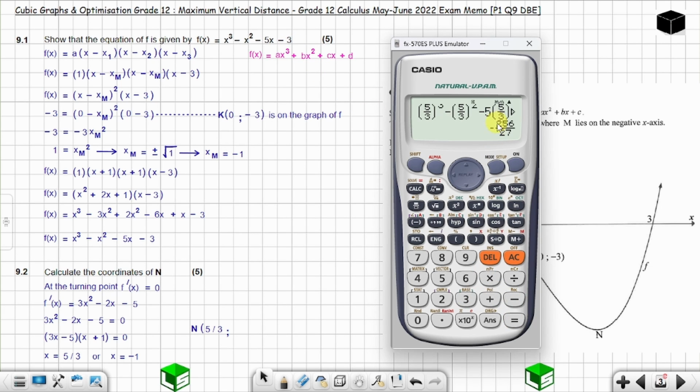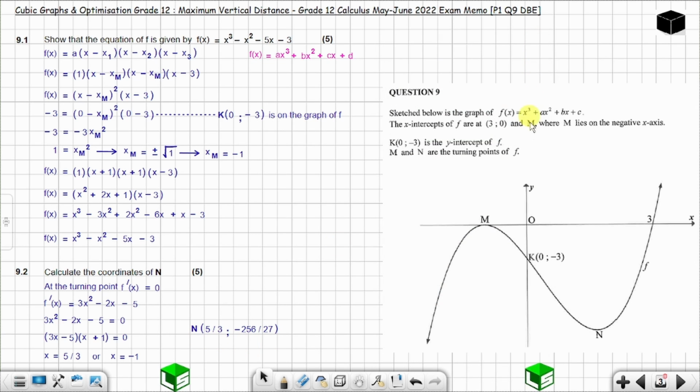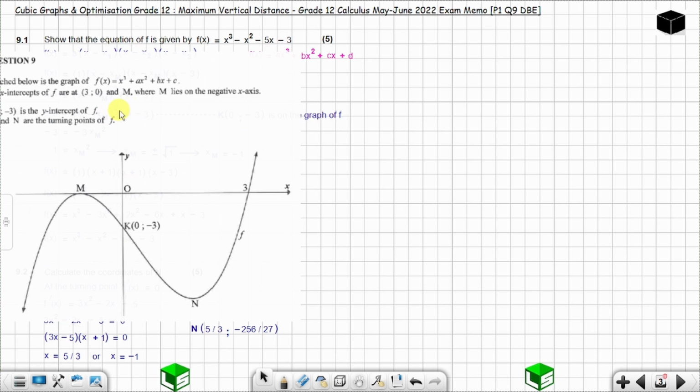So you have negative 256/27. Negative 256/27. Okay, so these are the coordinates of point N. Now let's move on and do question 9.3.